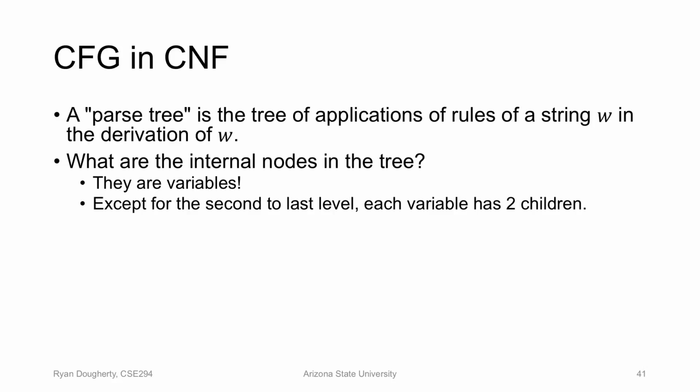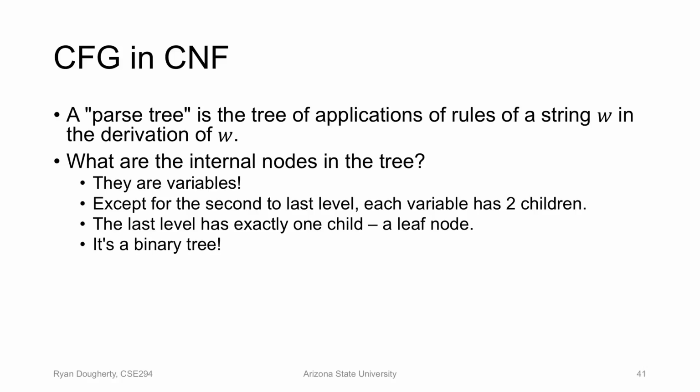Because besides the other ones that are generating the terminals, they have two variables. Exactly, yeah. They're going to be generating two variables each, except for that second to last one. They're going to be generating two variables each. Cool. So we actually know some properties of the structure of the tree, which will be very helpful in our algorithm.